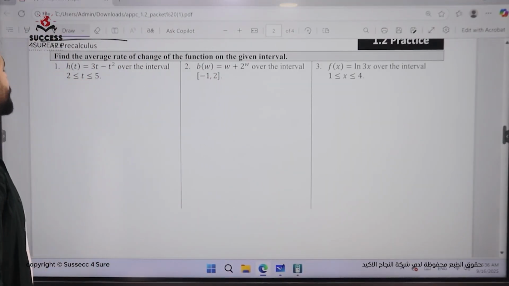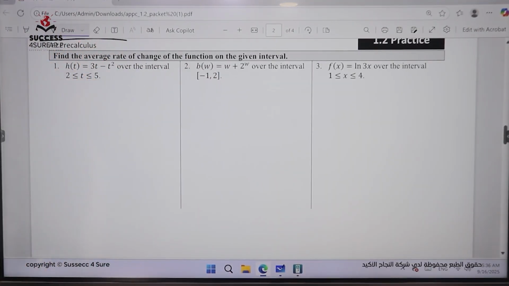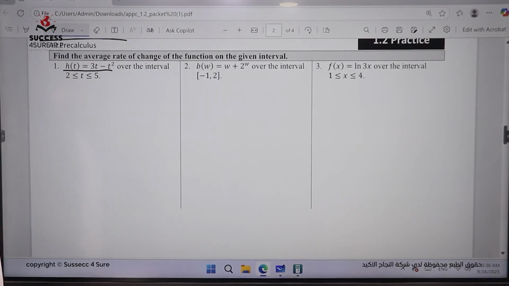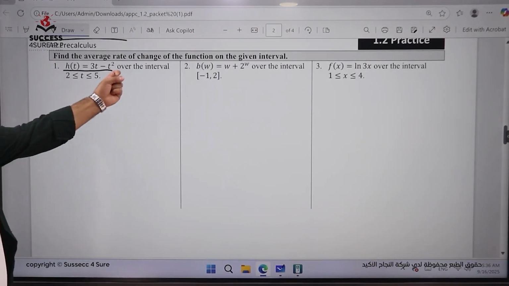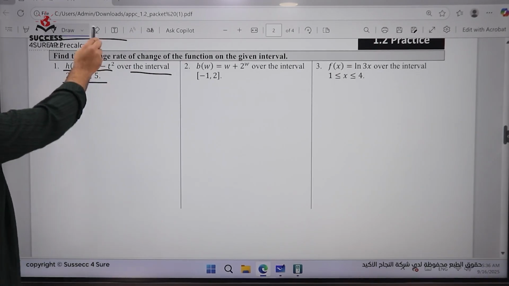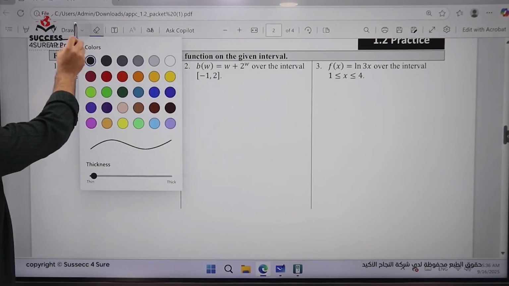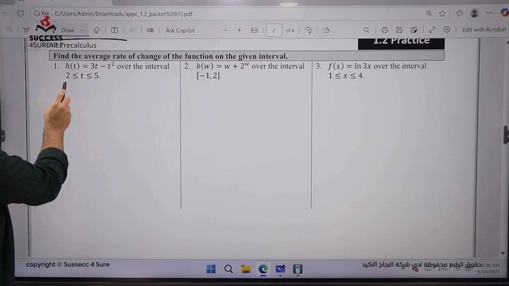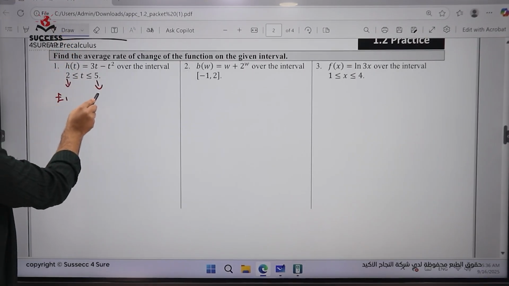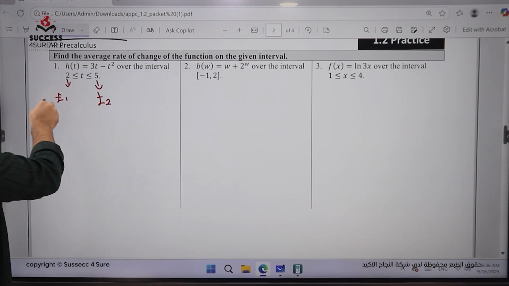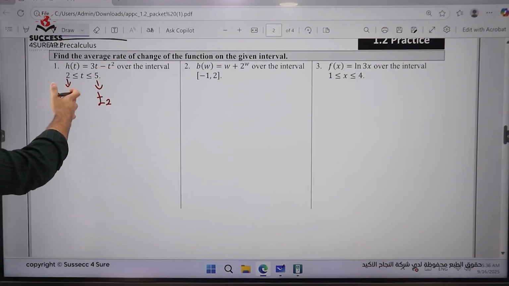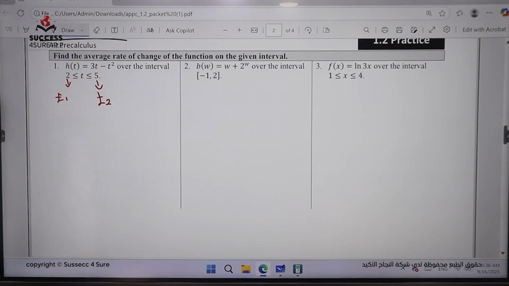You can see it right here. We need to find the average rate of change of this function, I mean, h of t equals 3t minus t squared, over this interval, I mean from 2 to 5. Now, what does this interval mean? That means this is always t1 and this is always t2, or x1 and x2, or whatever letter they are using, 1 and 2, okay?